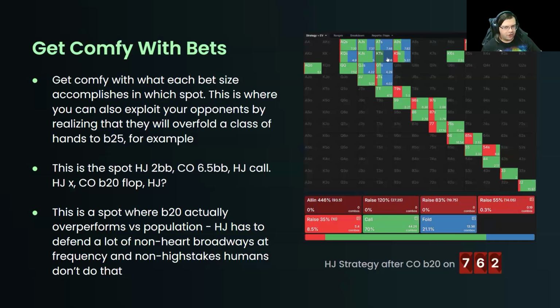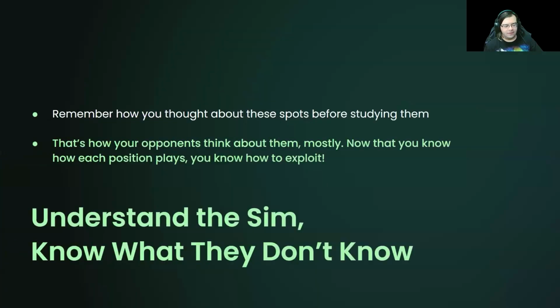But versus B20, you actually have to defend king highs. B20 actually really overperforms in this spot. Like you see that you have to defend king jack of spades and it's disgusting. A lot of non-hard broadways at frequency, high stakes humans don't really do that unless they're really, really good, which is rare, right? So yeah, to try to garner exploits, use node locking, but also remember how you thought about these spots before studying them, right?